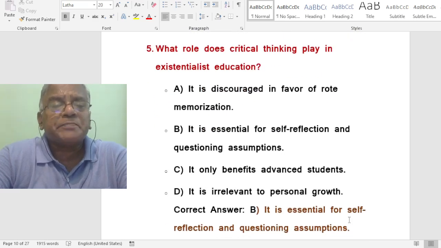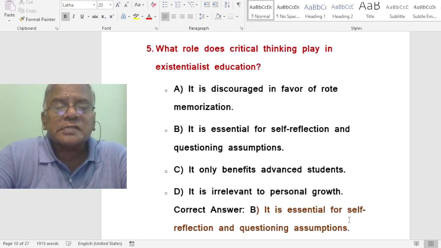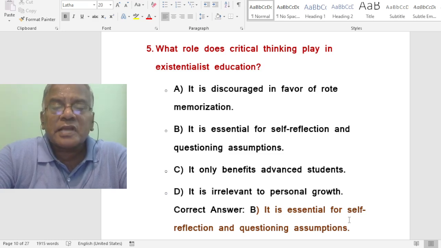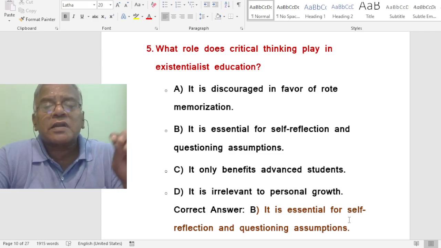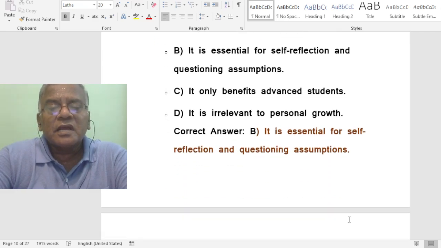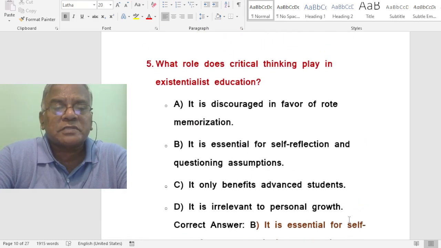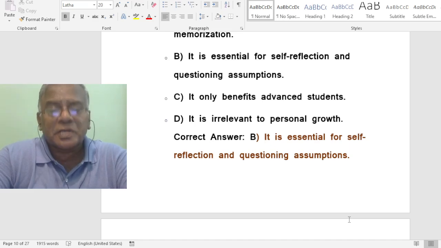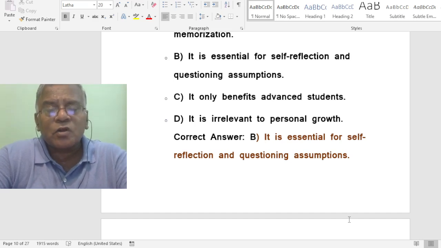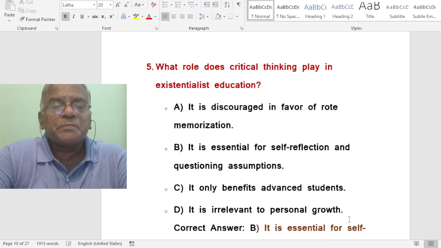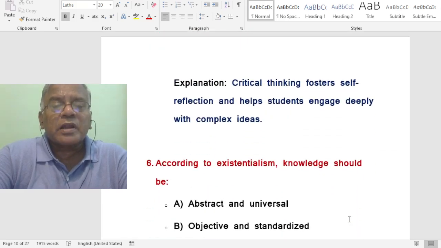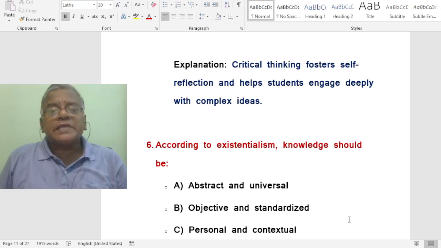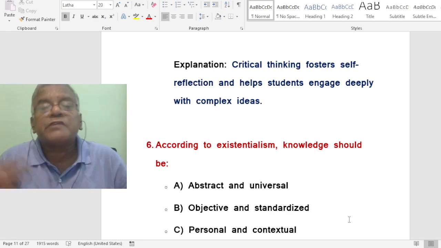What role does critical thinking play in existentialist education? It is discouraged in favor of rote memorization. It is essential for self-reflection and questioning assumptions. It only benefits advanced students. It is irrelevant to personal growth. The correct answer is that it is essential for self-reflection and questioning assumptions. So critical thinking plays the role regarding self-reflection and questioning the principles. That is the role critical thinking plays in existentialism. Critical thinking fosters self-reflection and helps students engage deeply with complex ideas, that is difficult ideas.